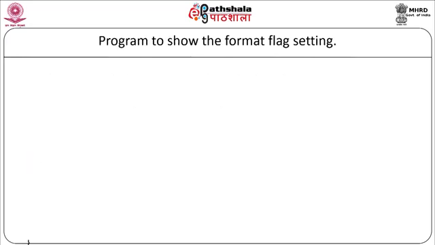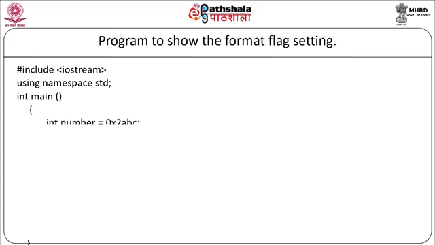Now let's see a program to see the base of the hexadecimal number in uppercase using the uppercase bit format field setting. We'll start with the program. #include <iostream>, using namespace std, int main. Now I'll declare the number as integer number equal to 0x2abc.